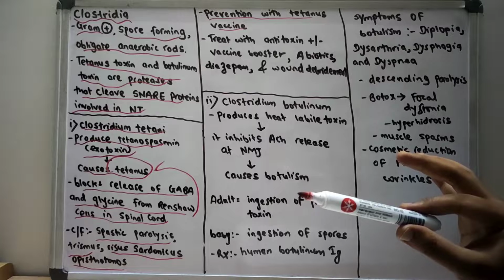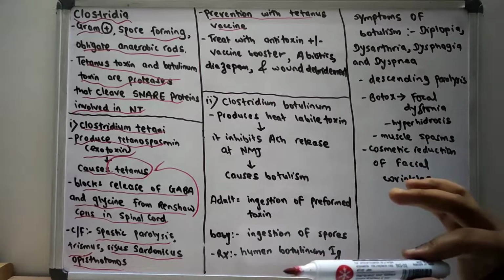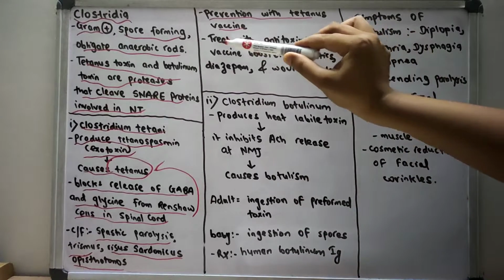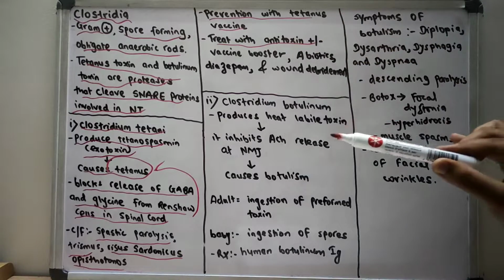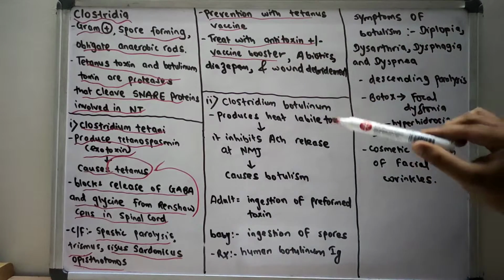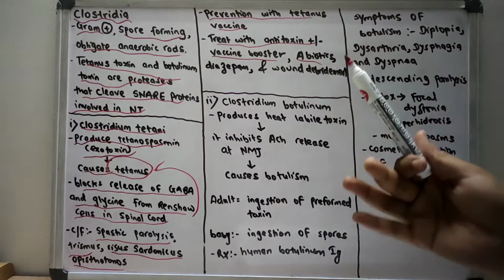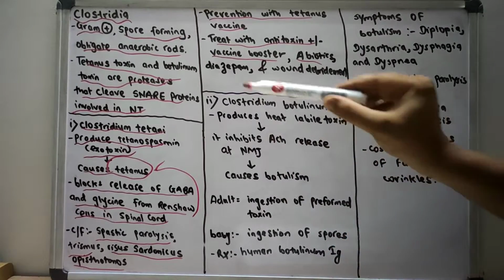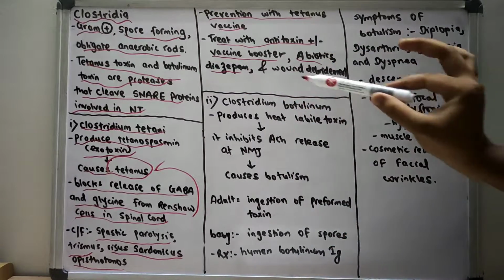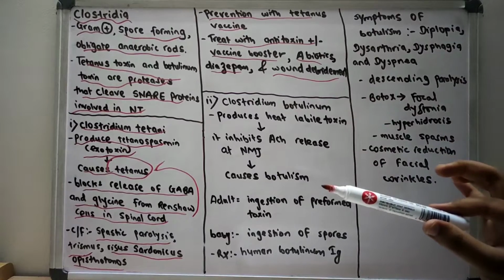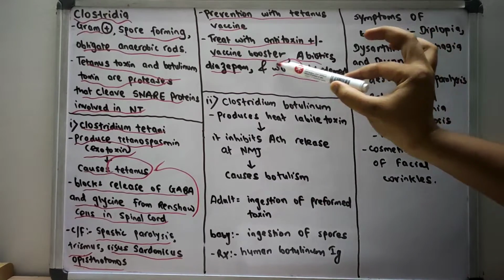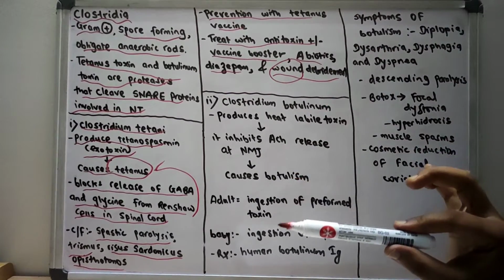So how do we treat the patient with tetanus? We treat with the antitoxin, and we give the vaccine booster. We give various antibiotics to kill Clostridium tetani, and we give diazepam to relax the muscle, and we should always do wound debridement, because the wound is the source of Clostridium tetani.